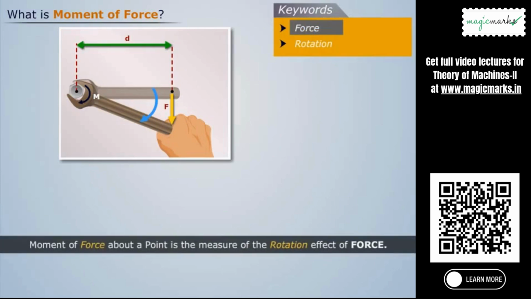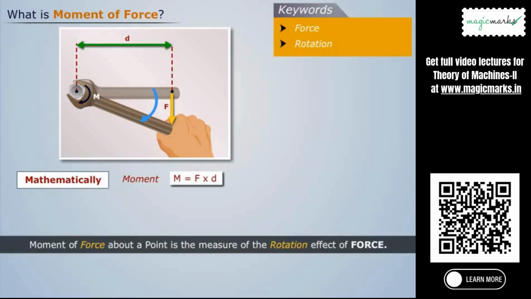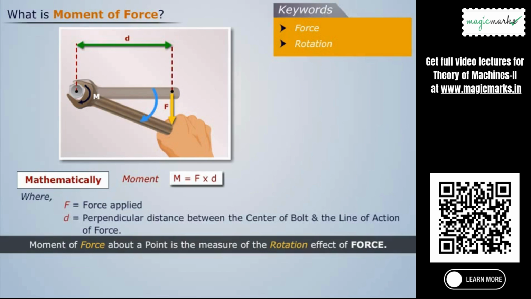Thus, moment of force about a point is the measure of the rotation effect of force. Mathematically, moment of force M is represented as M = F × d, where F is the force applied and d is the perpendicular distance between the center of the bolt and the line of action of force.